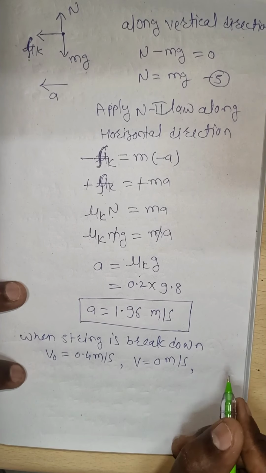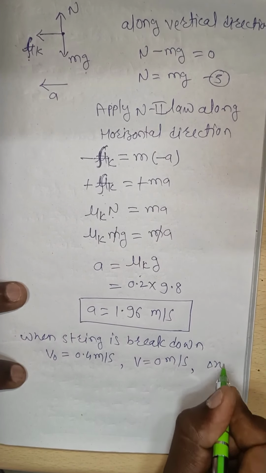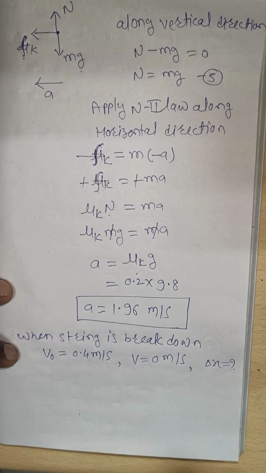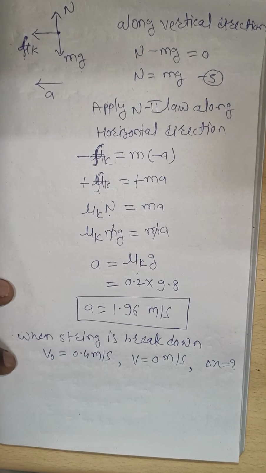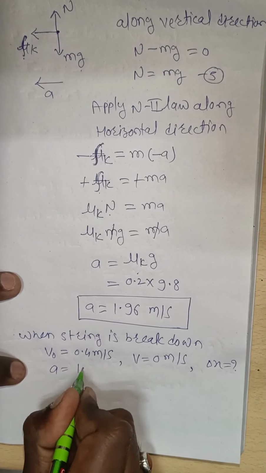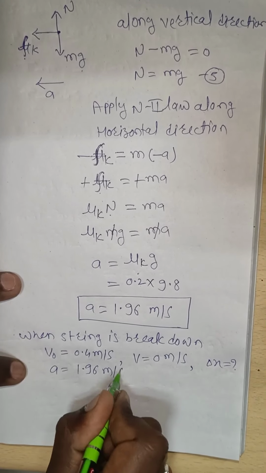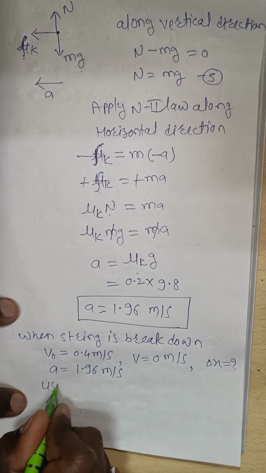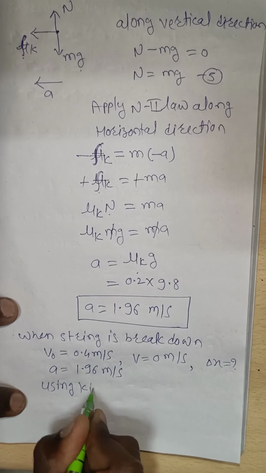In that case, we have to find delta x, the distance traveled by that block, and the acceleration is 1.96 meter per second squared. Now, using a kinematic equation.